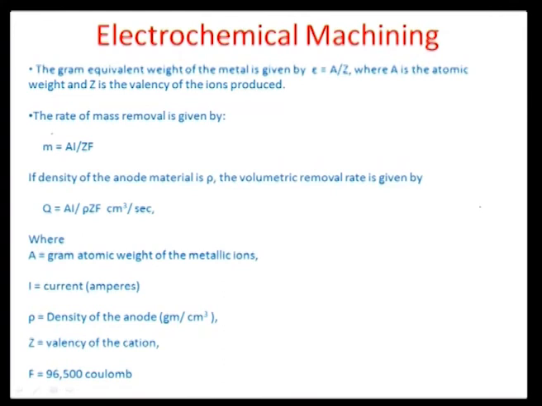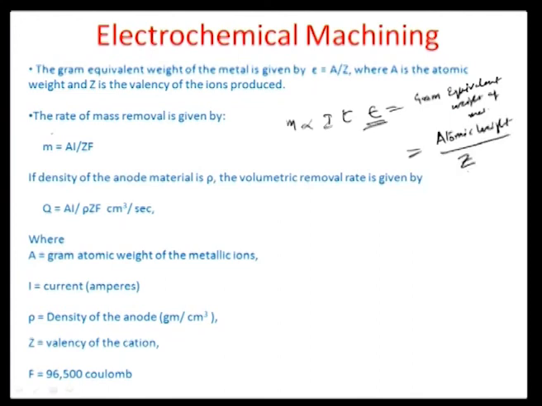So let's look at some of the mathematical details, or estimation of the MRR, the material removal rate, using Faraday's laws that we discussed before. By Faraday's laws, the amount of weight in grams of a material dissolved or deposited is proportional to the current, the total time duration for which this current flows, and epsilon, which is the gram equivalent weight of the material. By definition, the equivalent weight is the weight of 1 mole of the material, which equals the atomic weight divided by the valency Z of the material.